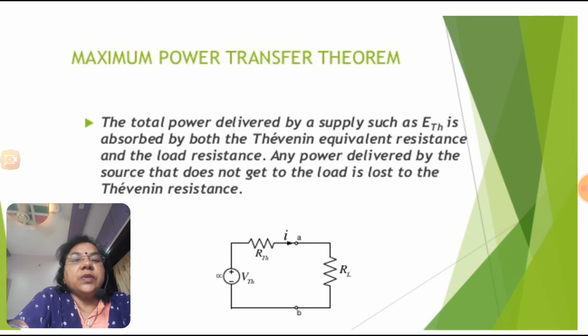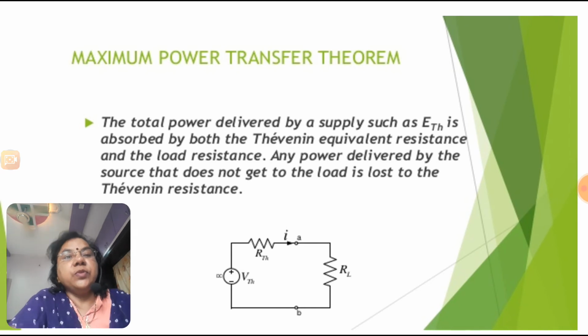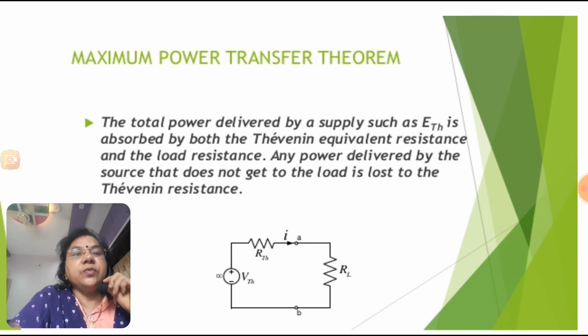Now this is the network given: VTH, RTH, RL. This is the simplest network with two resistances and one voltage source. I have to find out the condition for maximum power transfer. The total power delivered by the supply ETH is absorbed by both the equivalent resistance and the load resistance. Any power delivered by the source that does not get to the load is lost in the Thevenin resistance.